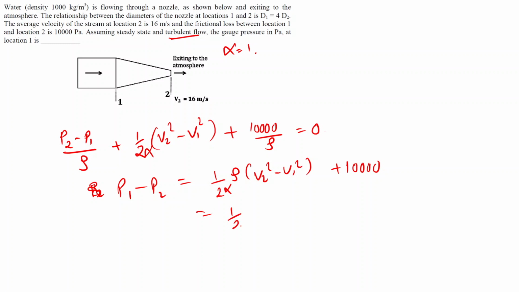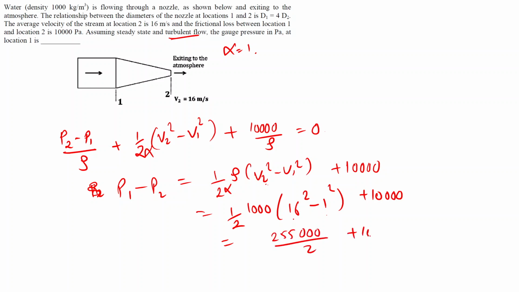Then we can replace the values of density. Rho is 1000, V2 is 16, and V1 was 1, plus 1000. So this will become 256 minus 1, which is 255. 255,000 upon 2 plus 10,000. So we will be having P1 minus P2 as 137500.